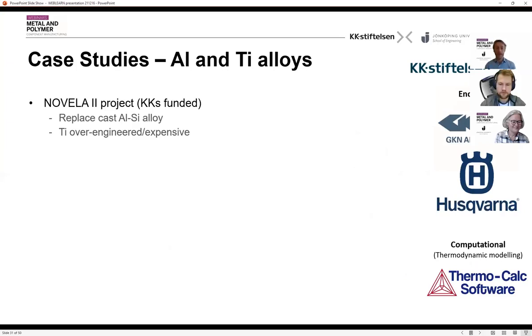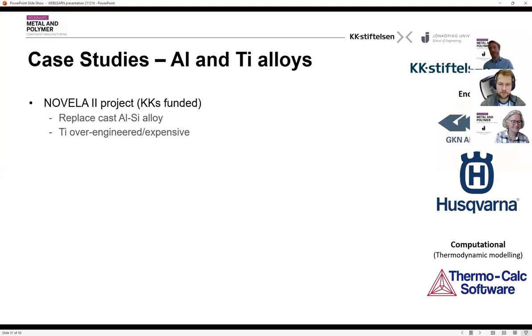As I briefly mentioned this project in the introduction, it is called Novella. Novella 2 is the one that's currently running and is supported by KKS. It came about from our partners at GKN. We wanted to replace a current aluminium silicon cast alloy in the jet engine, because what they're using at the moment, they would like to improve the thermal stability slightly.